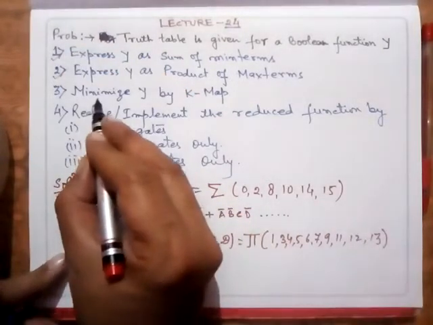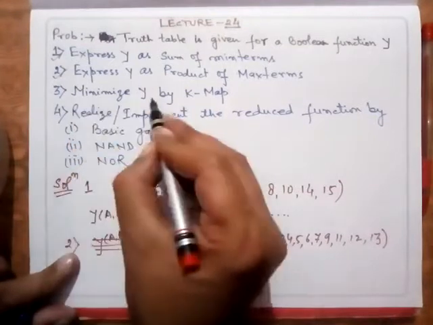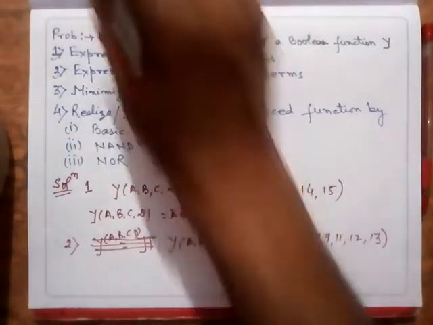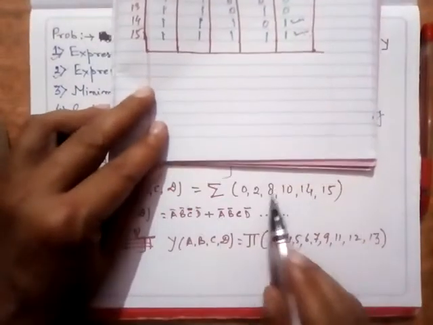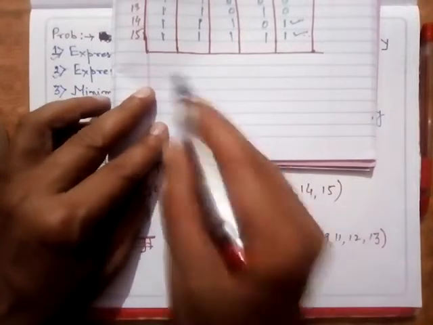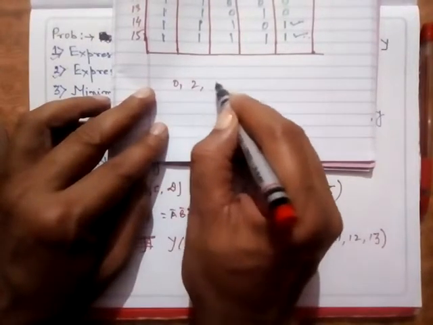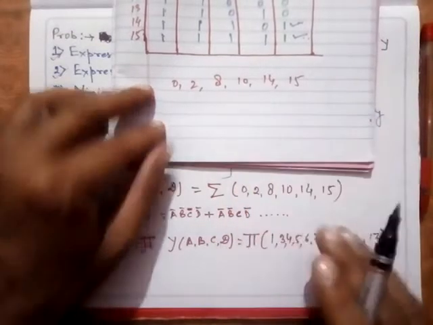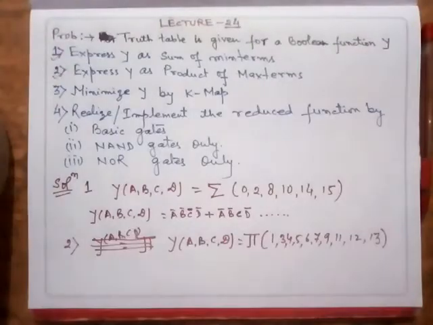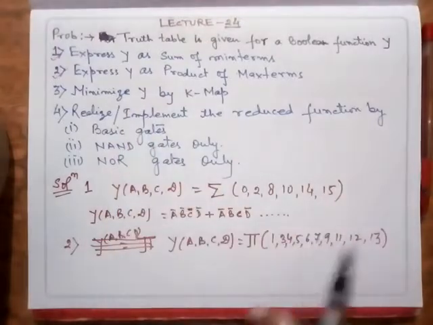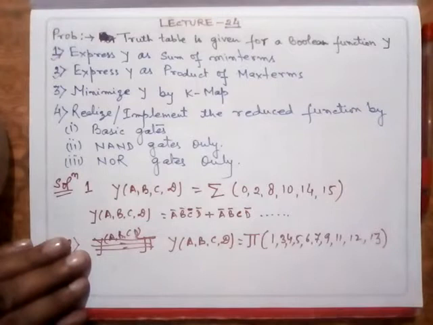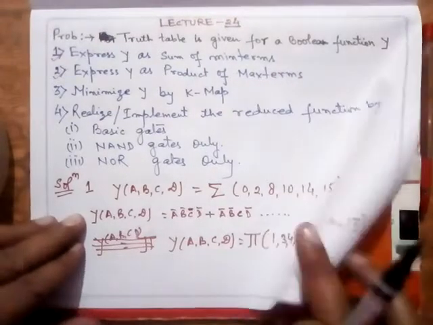Next it says that minimize y by K-map. Minimize y by K-map. So I am rewriting these maxterms and minterms here. You have minterms at 0, 2, 8, 10, 14 and 15. Alright, so let's solve it. First of all, it says minimize this by K-map. It means I need a K-map for this and I need a K-map for this. This type of problem I have done with you, but I'm reducing it with the help of K-map.